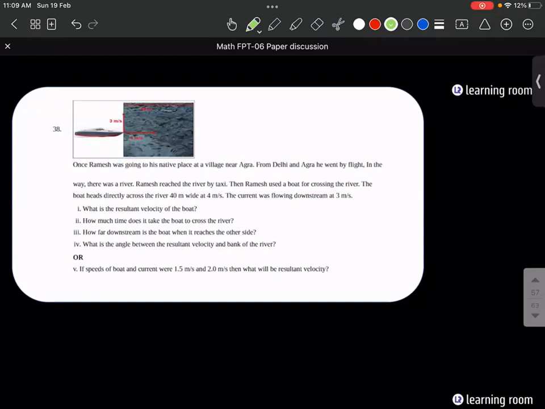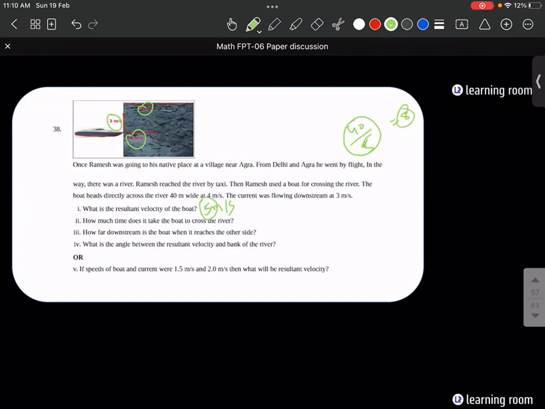Answer. Looking at the diagram, you can say this is 3, this is 4. The resultant velocity will be 5 meters per second. How much time does it take for the boat to cross the river? So width of the river divided by 5. It is 8.